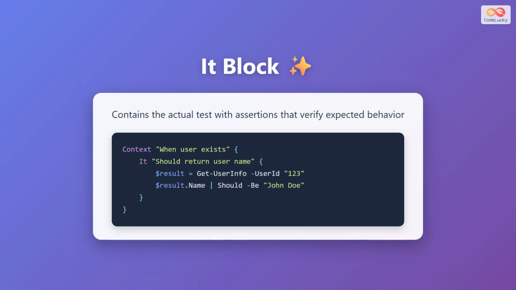The it block is where the actual testing happens. Each it block contains a single test with assertions that verify expected behavior. The it block takes a descriptive string that explains what the test should validate. Inside the block, you write the test code and use the should assertion to verify the results. In this example, the it block tests that the function returns the correct username. The test calls getUserInfo with a user ID, stores the result in a variable, and then asserts that the name property equals John Doe. Each it block should test one specific behavior.